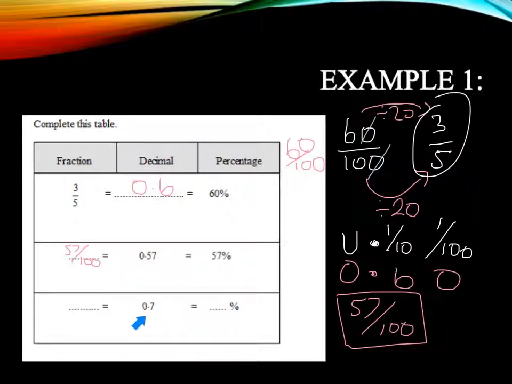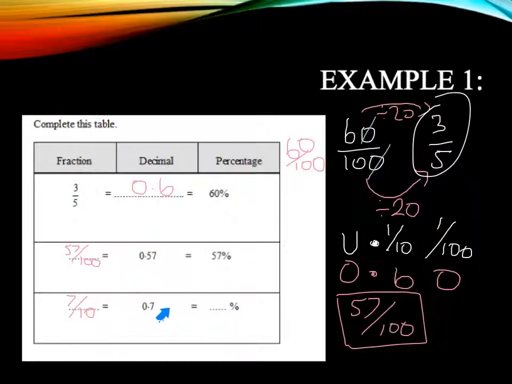Here we've got 7 in our tenths column, so 0.7, 7 in our tenths column. So as a fraction, this is 7 tenths. And as a percentage, well, this one here was 0.6, and that was 60%.